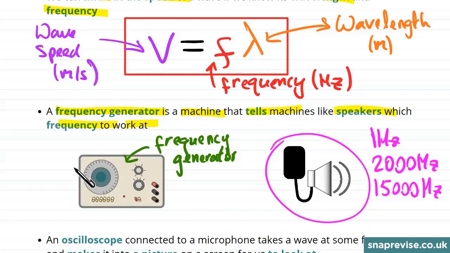So we have a dial here, and by turning the dial we could choose 1 Hertz or we could choose 15,000 Hertz, for example.